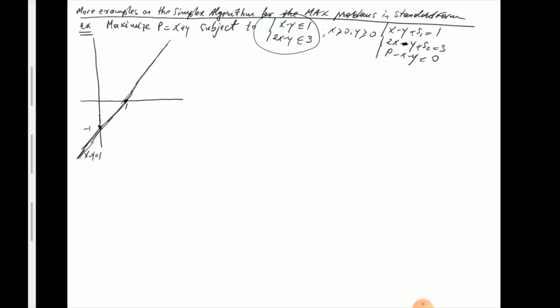And then the other one goes through the points, let's see, if x is 0, y is minus 3, which is further down here. That's one of the points. And the other one is, if y is 0, x will be 3 over 2, which is a little bit further to the right here. So that's another possible point of that second line.